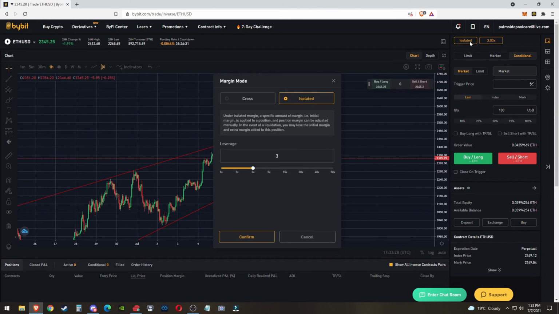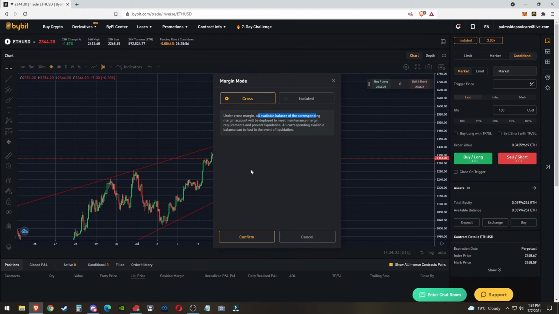So the other difference we have here is you have isolated or you have cross, and you click here to change your leverage as well. Isolated is basically, you're only betting what you bet, which in this case was the $100 here. So if I lose that trade, I get liquidated, but I'm only losing that $100. I'm not losing my whole account. When you go to cross, under cross margin, all available balance of the corresponding margin account will be deployed to meet the maintenance margin requirements and prevent liquidation. All corresponding available balance can be lost in the event of liquidation.